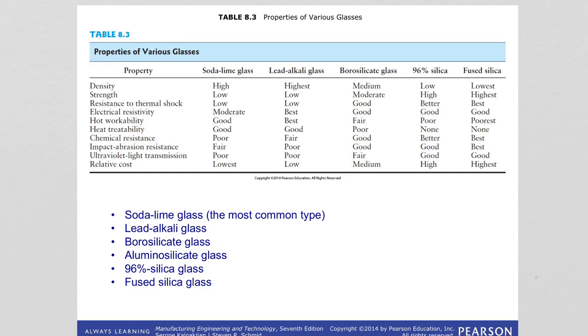Okay, so this table gives us different types of glasses and their properties. Of course, this is for your future reference, where you need to go back and look at and compare the properties of different glasses. You can check this table out.